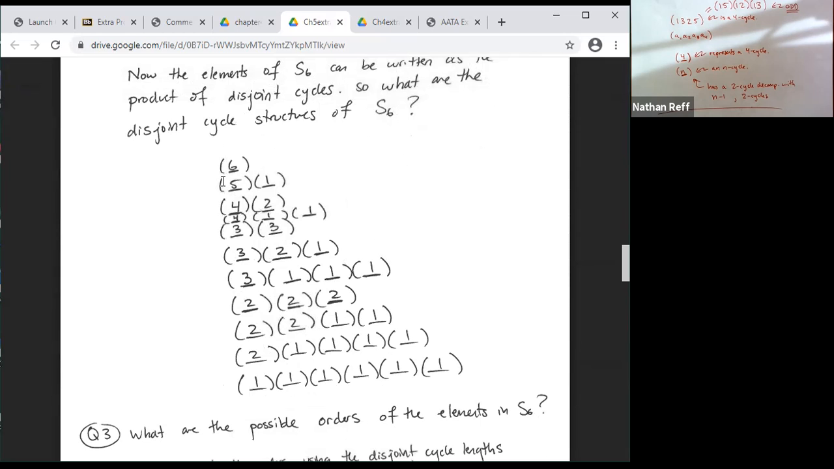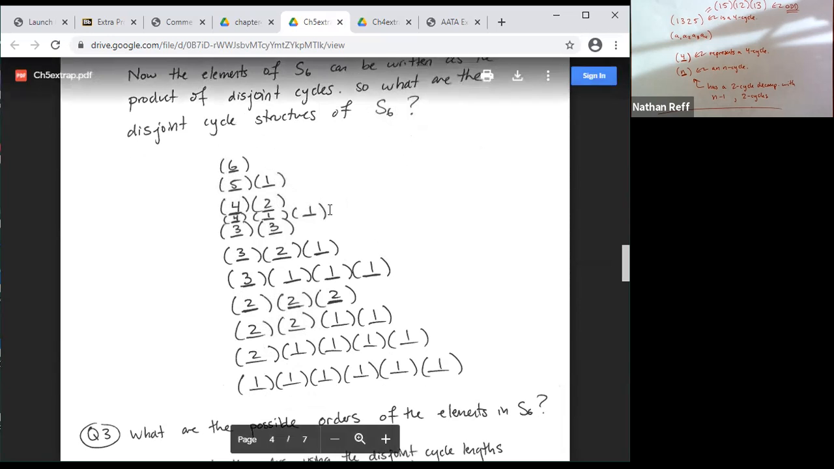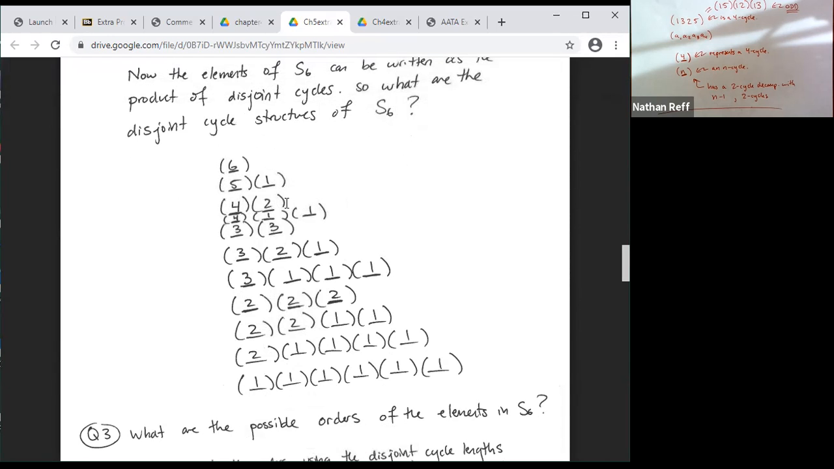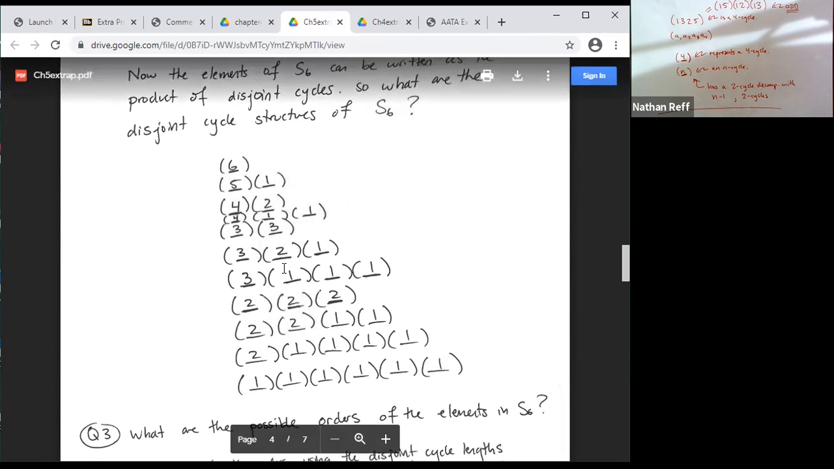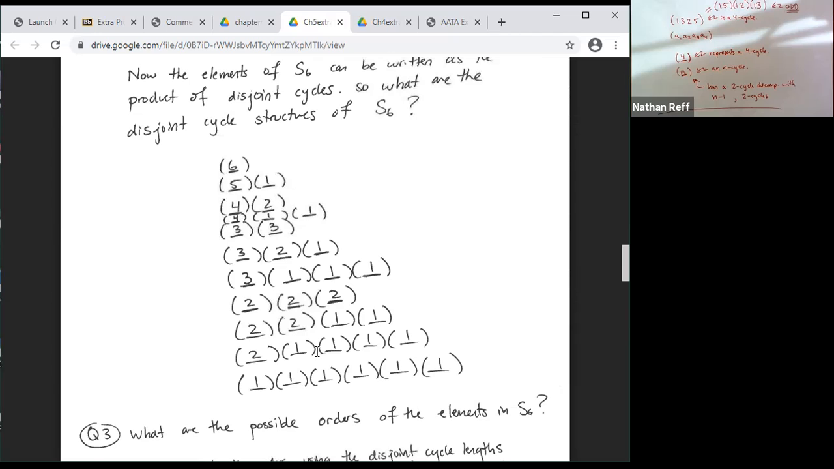Or it could be a cycle of length 5 and a 1 cycle, right? Or it could be a cycle of length 4 and a 2 cycle, and so on. What you're actually producing here is what's called a partition. You're partitioning the integer 6 into smaller integers whose sum would be 6. But that actually gives you the disjoint cycles. Does that kind of make sense?